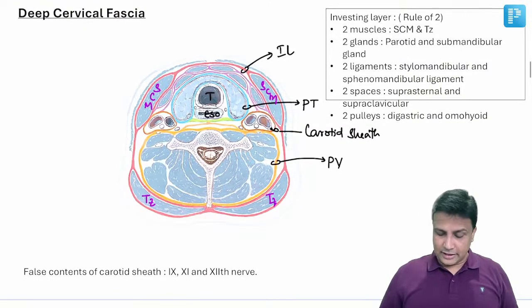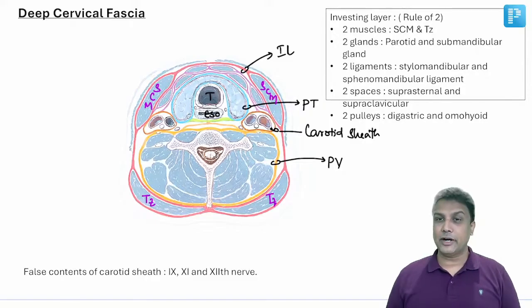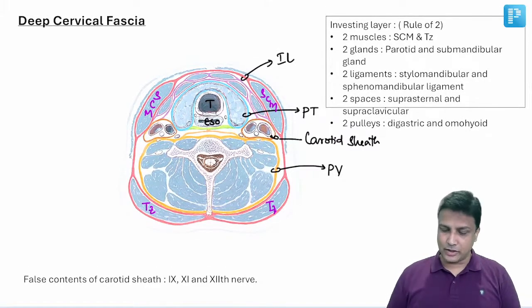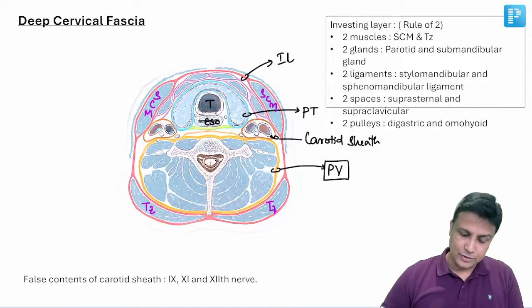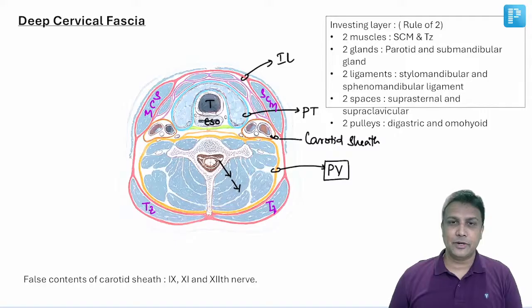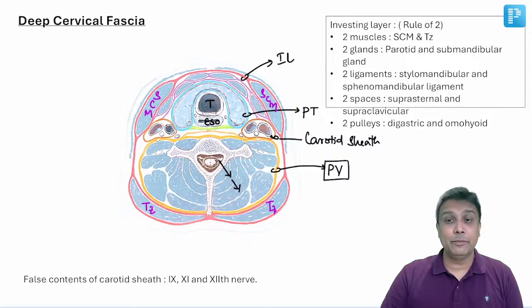Now let us learn all the important points regarding each and every fascia here. What are the important points to remember? First of all, about the prevertebral fascia, what is going to happen? From the spinal cord, remember, the brachial plexus is going to begin from here, and that brachial plexus has to come out. Fine. Now that brachial plexus has to come out of the prevertebral fascia.